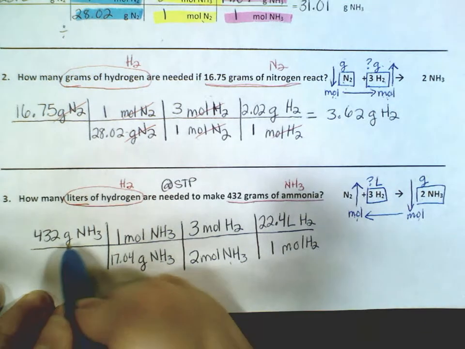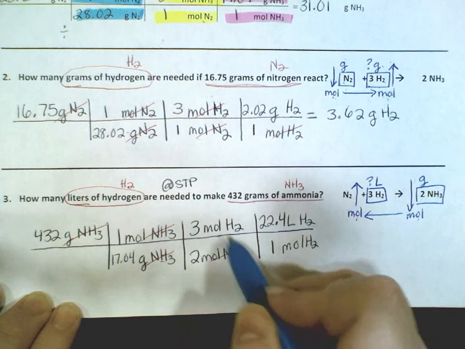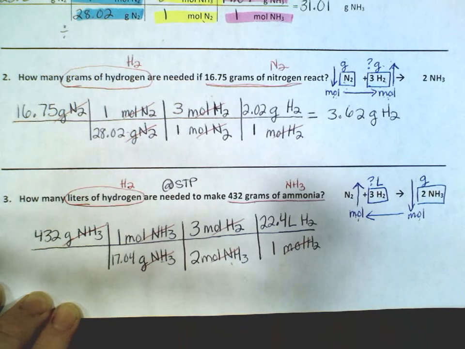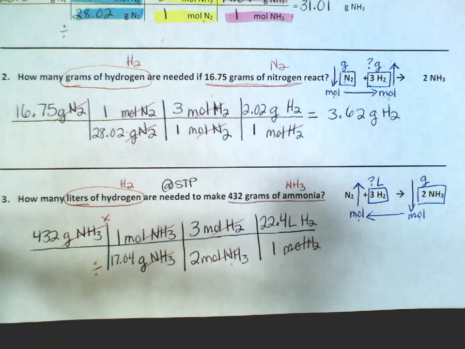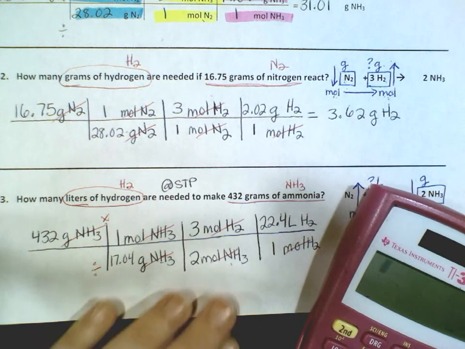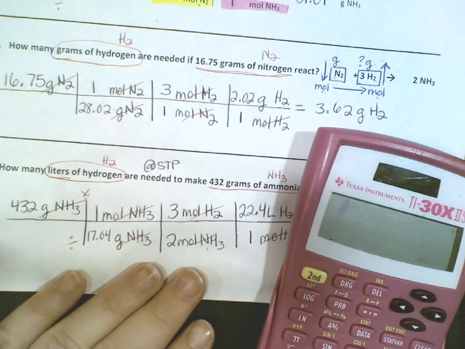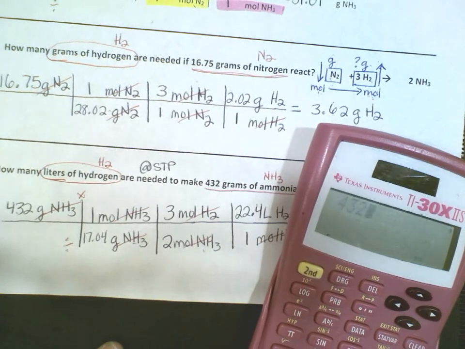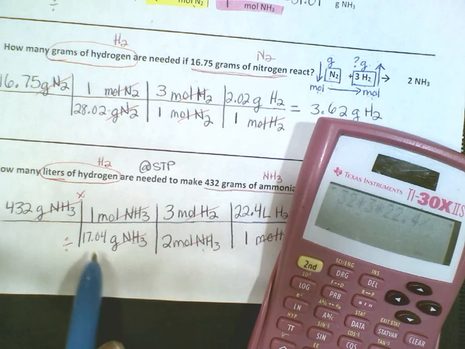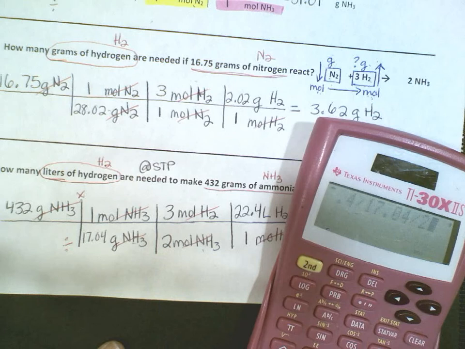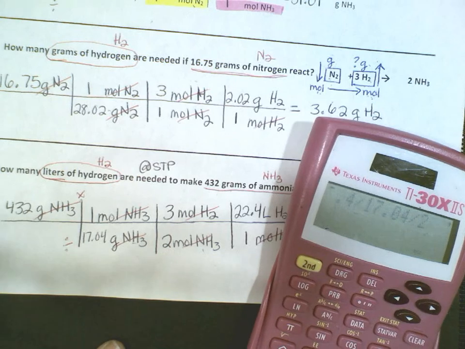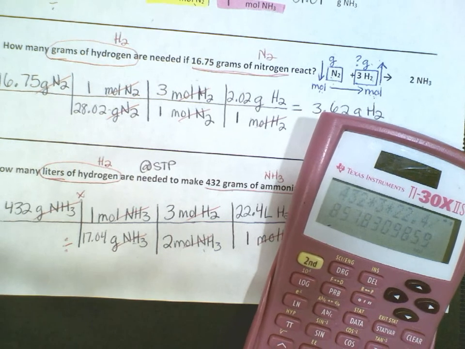So we can check our units. All the opposites should cancel. We're going to multiply everything on the top, divide by each thing on the bottom. So this is a good one to show you guys the division when there's more than one thing on the bottom of our problem. So we've got 432 times 3 times 22.4. We're going to divide by 17.04. And since 2 is on the bottom, I'm going to hit divide again, because everything is in reference to that first number. 851.8.